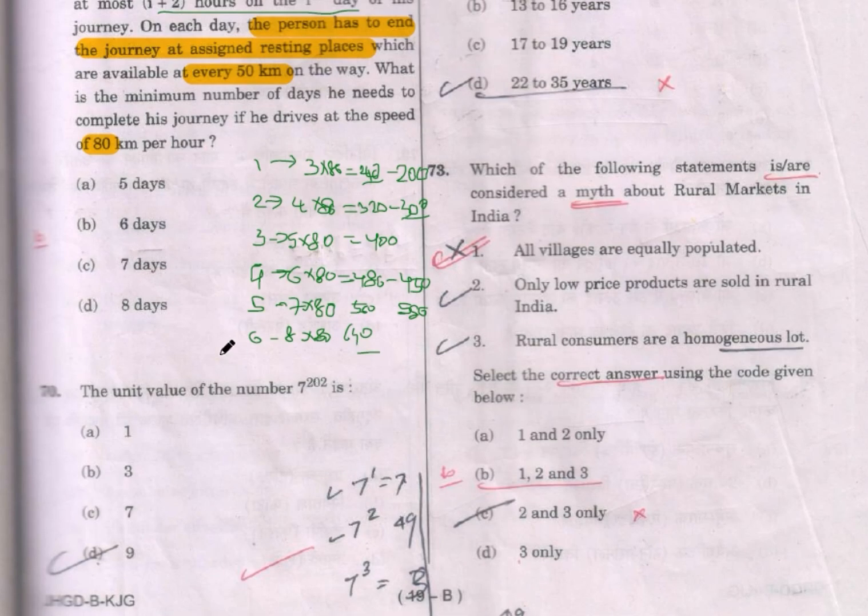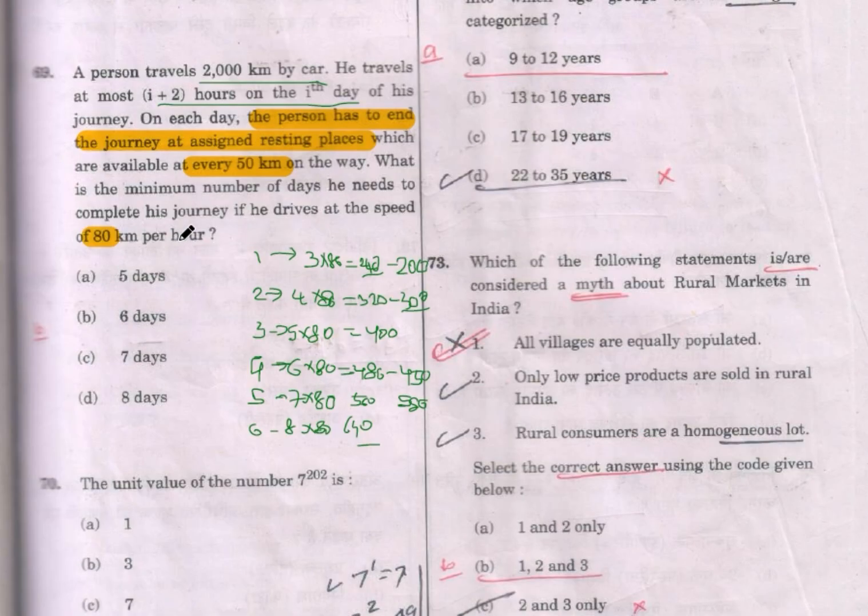So in this way we have to travel this 2000 km. So the right answer will be the 6th day. Ordinarily if you do this, the answer that will come is 5 days, but that will be the wrong answer. The 6th day will be the right answer.